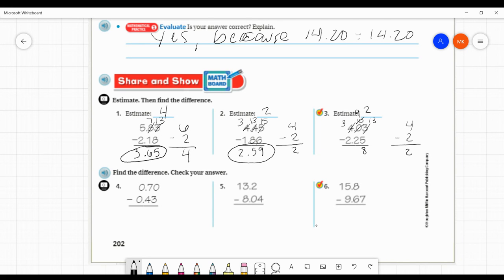9 minus 2 equals 7. And 3 minus 2 equals 1. So my answer is 1.78, which is close to 2, so my answer is reasonable.